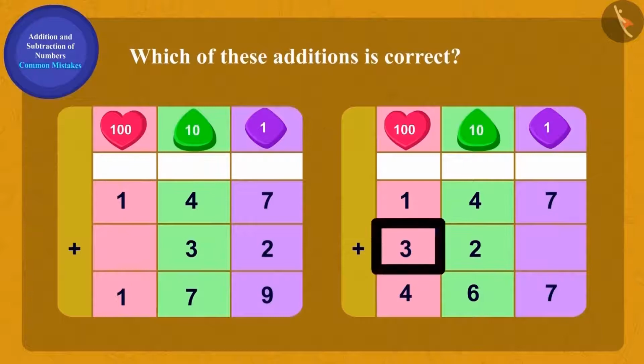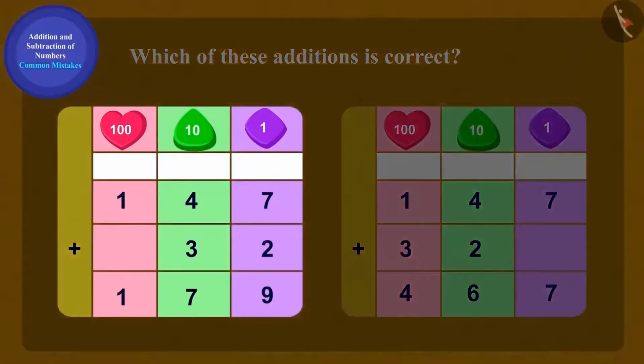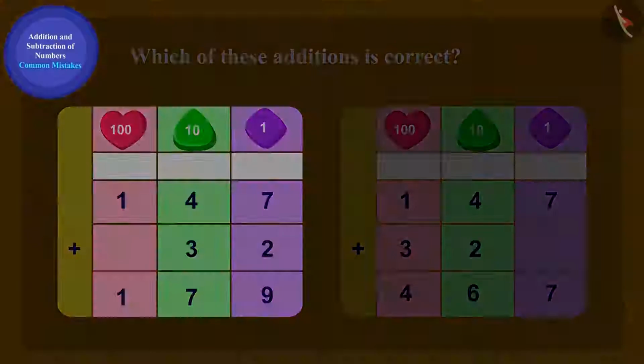In which place should we write 3 of 32? Tens. And 2? Exactly, in the ones place. Children, remember, while writing any number, you must take extra care to write its digits in the correct place.